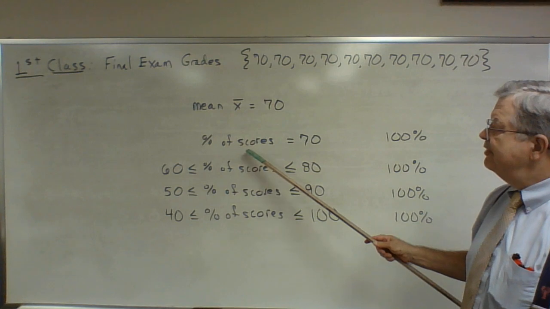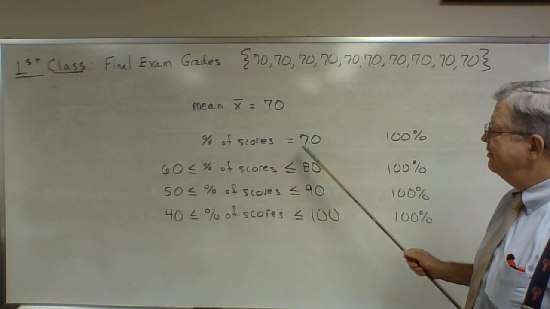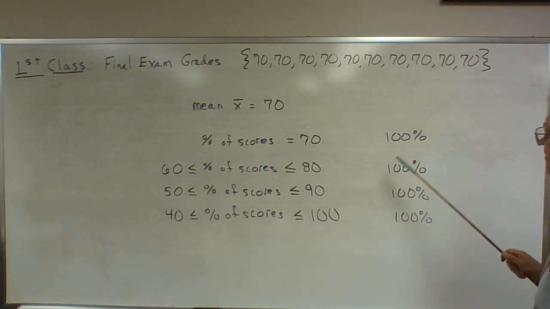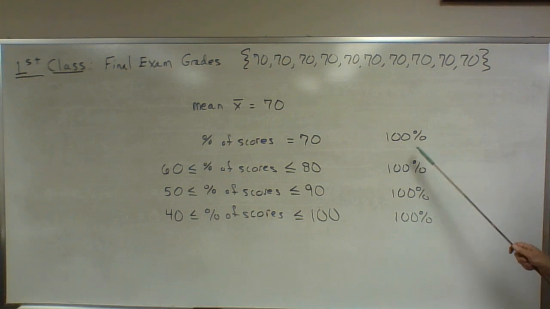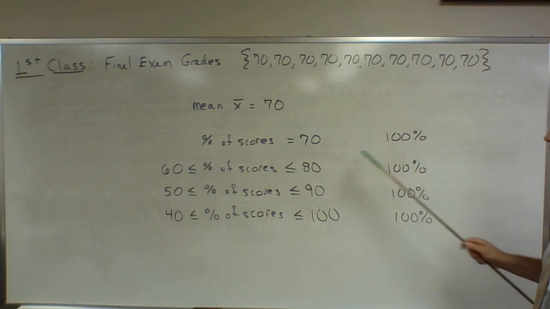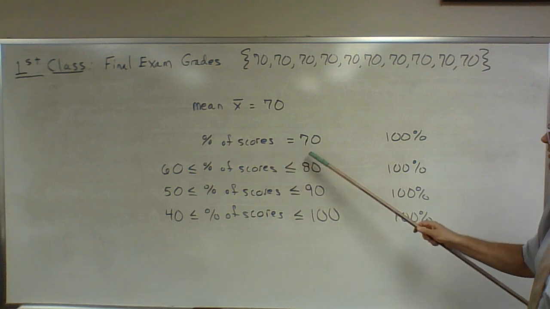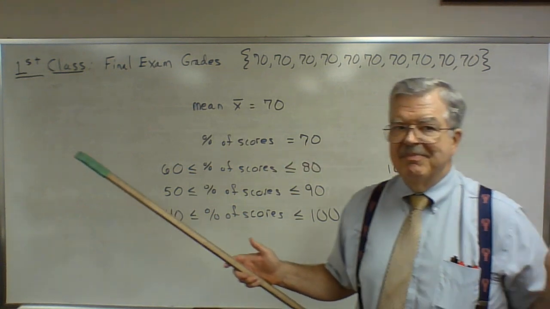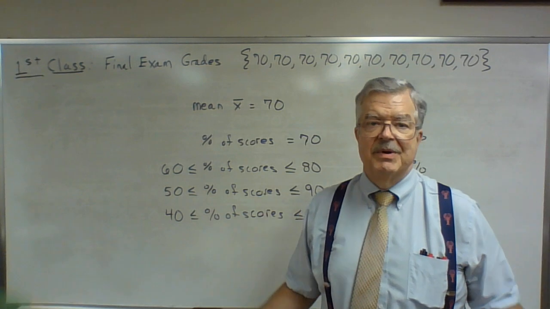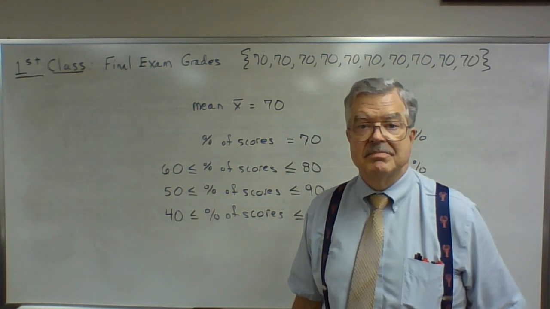The percentage of scores in the class that's equal to 70, 100%. 100% of the scores in the class were equal to 70. Now that's not what we would consider normal.